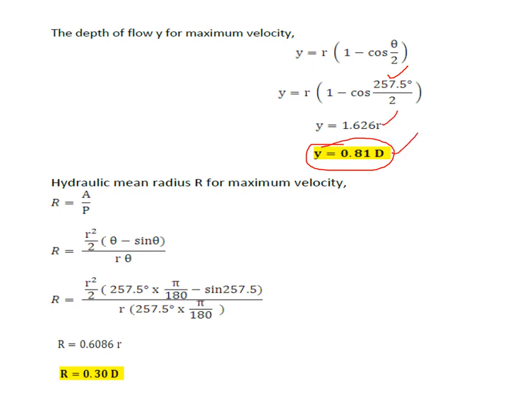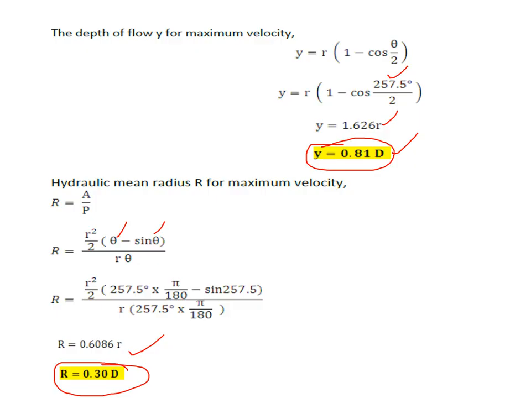Hydraulic mean radius can also be calculated by substituting in A by P. A is half r square (θ minus sin θ), P is rθ. Substitute the value of θ as 257.5, here also 257.5. So finally you will get 0.6086 r, so that way R will be equal to 0.3 times d. So this is how you solve for maximum velocity conditions.